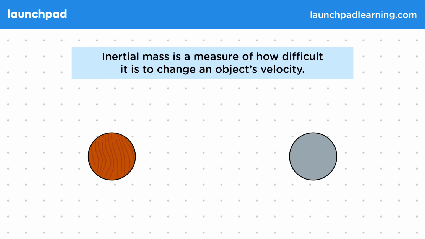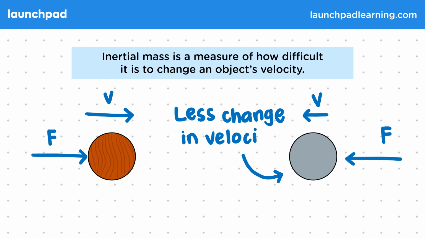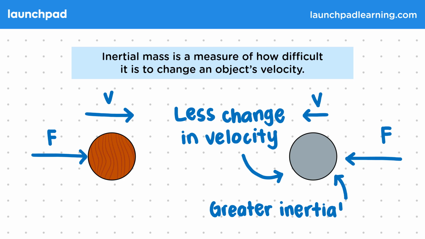Suppose we have two stationary balls, one made of wood and one made of metal. If we did this experiment for real, we'd probably want them floating in space, so there's no forces acting on them. Now let's suppose we apply the same force to each, and for the same period of time. The force will cause both of the balls to gain some velocity. However, we notice that there is less change in velocity in the metal ball. There was no difference in the forces we applied, so this difference must be to do with the properties of the balls themselves. We call this inertial mass and say that the metal ball has greater inertial mass.